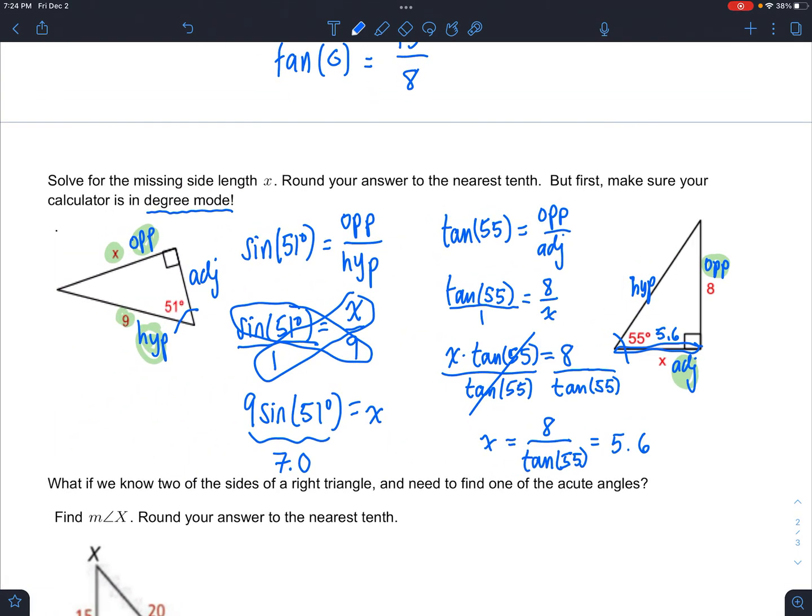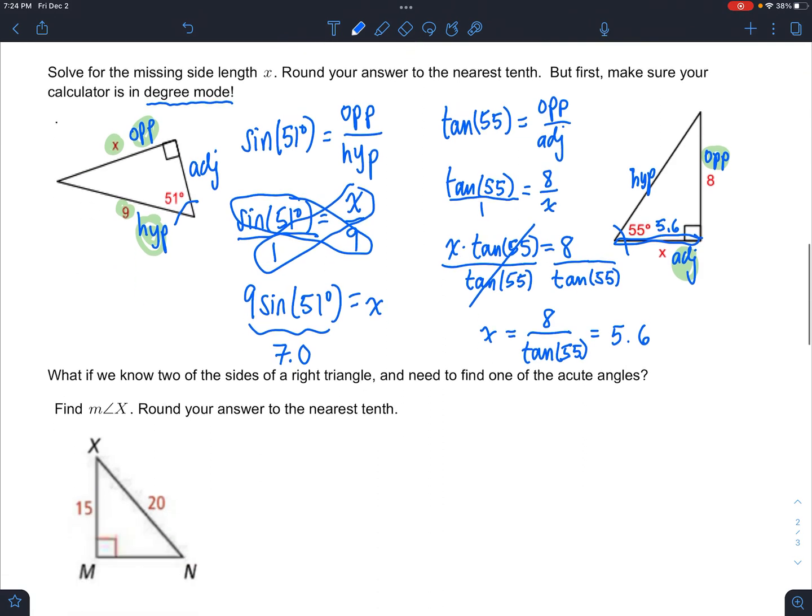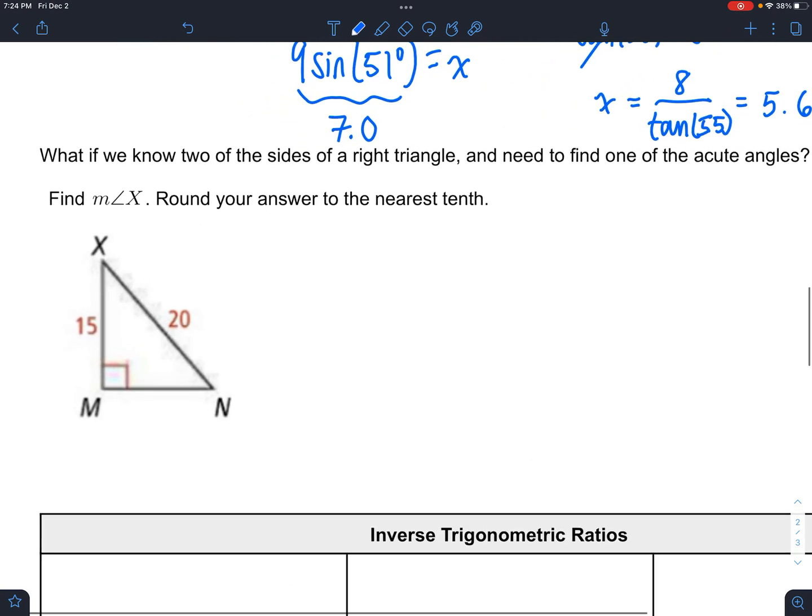Okay. And then the final piece of this that I want you to know is you can actually find angles as well. We just found a side. You can find angles too. So let me show you. The start is the same. It wants angle x. So this is going to be opposite. This is hypotenuse and this is adjacent.